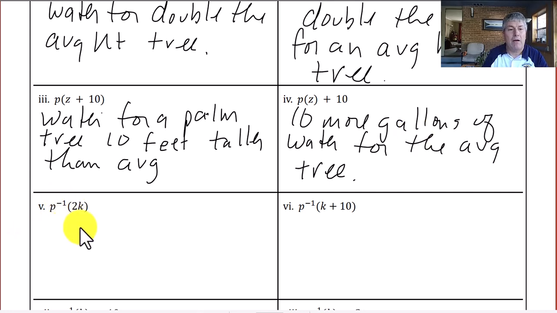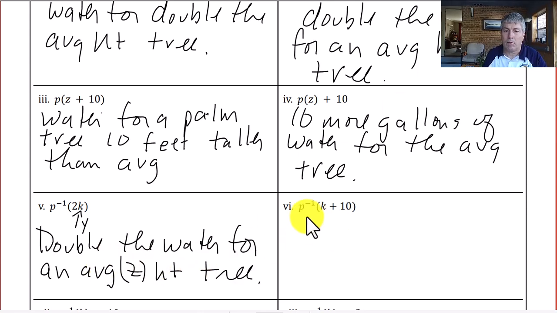In example 5, we've got an inverse, the inverse of 2K. So this is really changing our Y. So we're doubling the amount of water. So this would mean double the water for an average height tree. And in example 6, the inverse of K plus 10. Now this is going to be 10 more gallons of water for an average or a Z height tree.